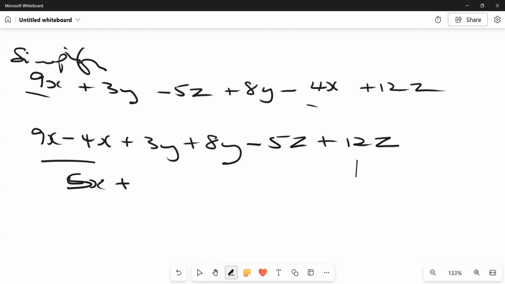3y and 8y will give us 11y. And minus 5z plus 12z will give us plus 7z. And that's your answer there. Right? So yes, those rules apply.